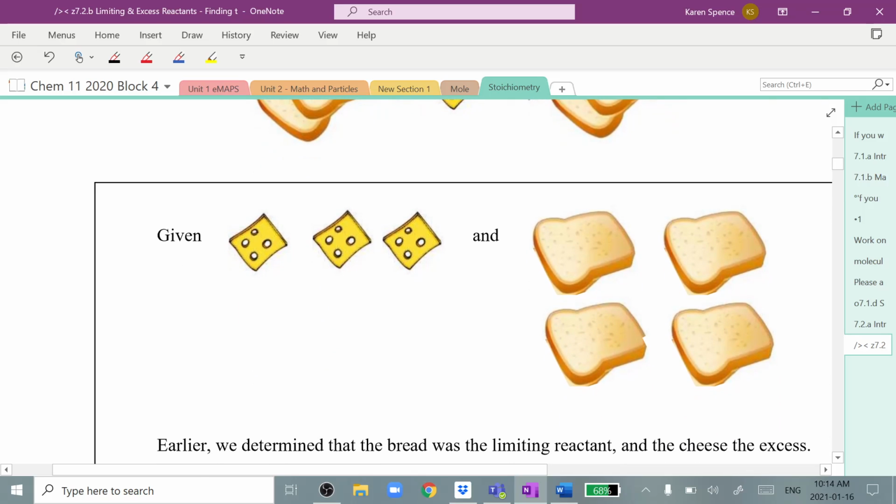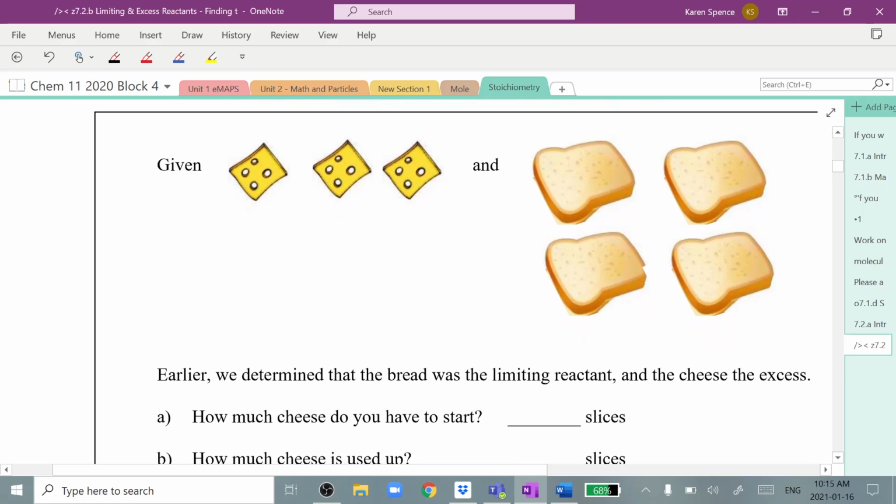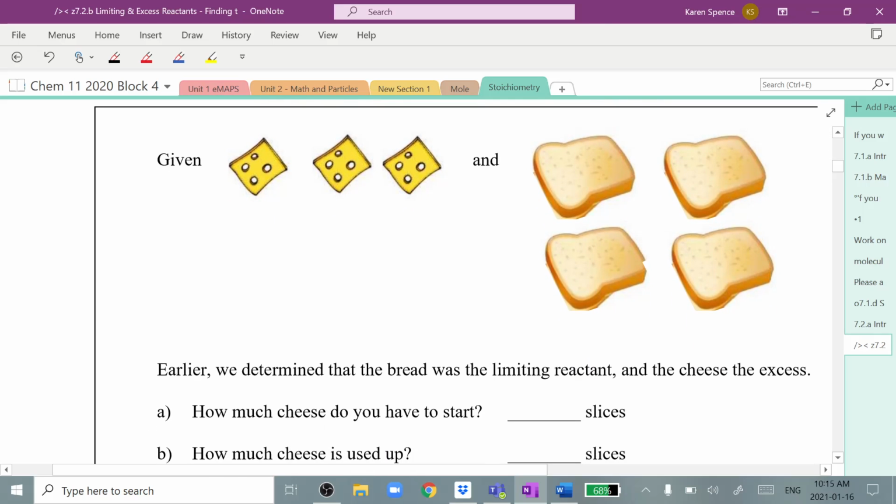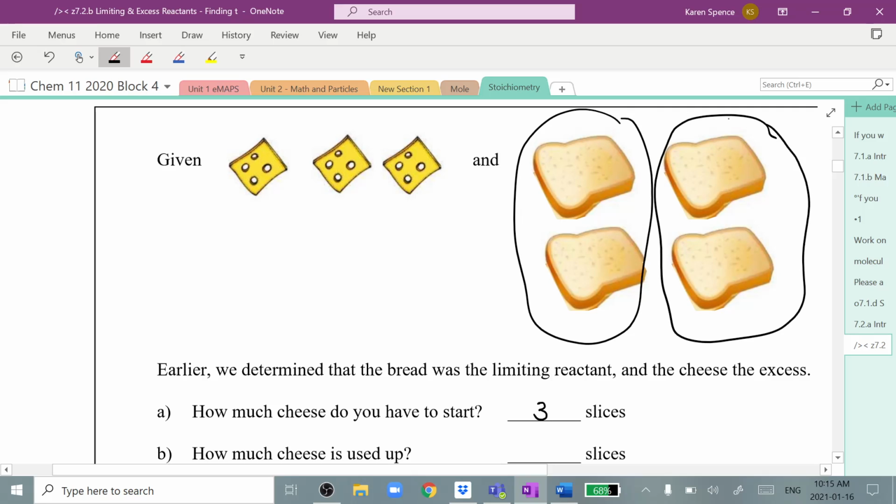Once again, we have 3 slices of cheese and 4 slices of bread. And earlier, we had determined that the bread was limiting because it could only make 2 sandwiches, and the cheese was in excess. So, how much cheese do we have to start? Well, we have 3 slices. How much cheese is used up? Well, if we're going to make 2 sandwiches, how many slices of cheese am I going to use up? I'm going to use up 2 slices of cheese.